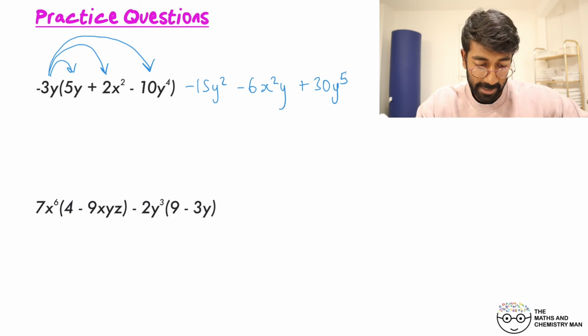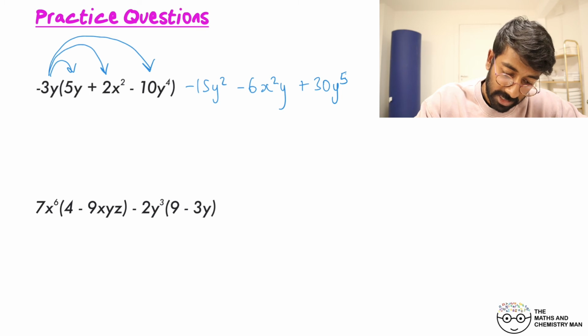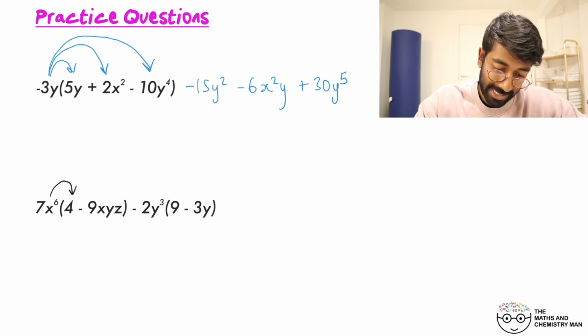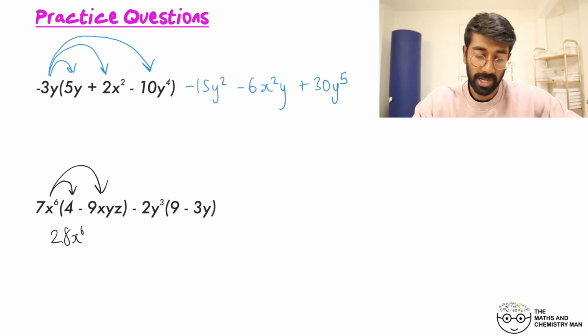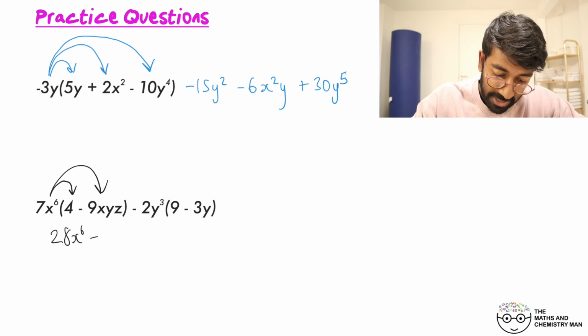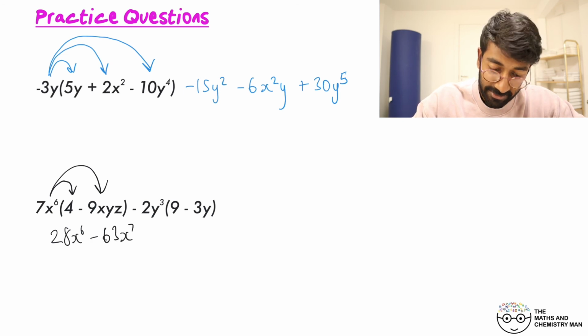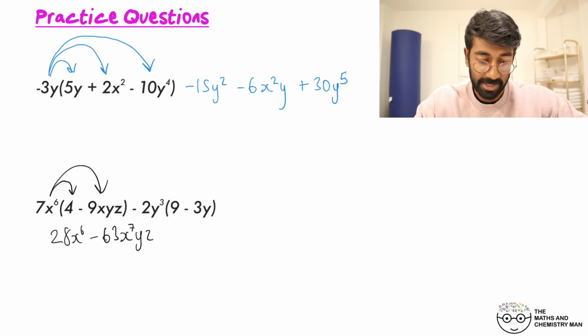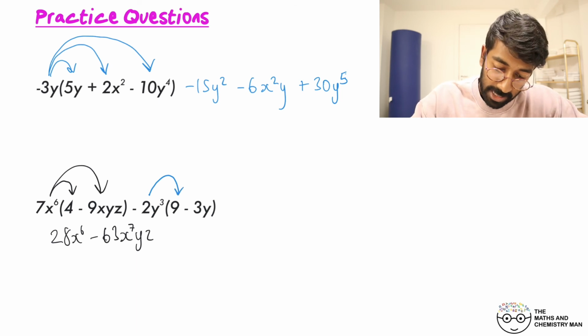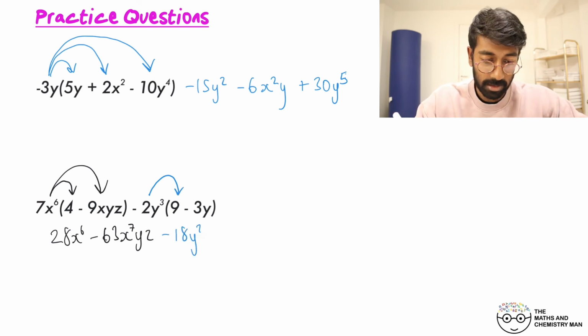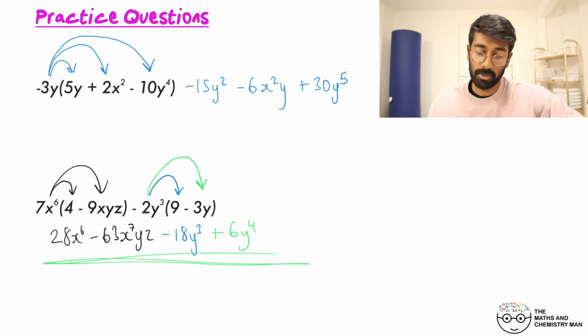There we go. And then for the next one, we've got 7x to the 6 times by 4, so 7 4s, we've got 28x to the 6, and then 7x to the 6 times by minus 9xy. Geez, okay, 7 9s, so that's minus 63, x to the power of 7, and then yz. And then for the next part, we've got this negative 2y cubed times that by 9, sorry, so that's minus 18y cubed. And then same thing, but we're timesing it by minus 3y this time. So that's going to be a positive 6y to the power of 4. And there we go. Nothing to simplify there.